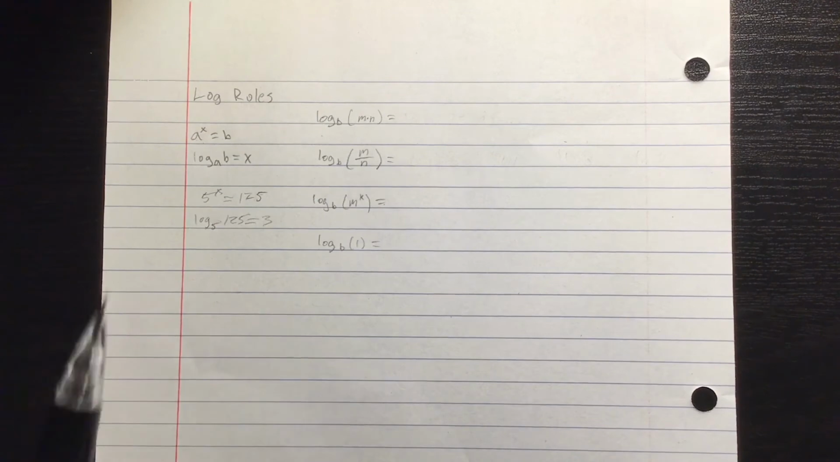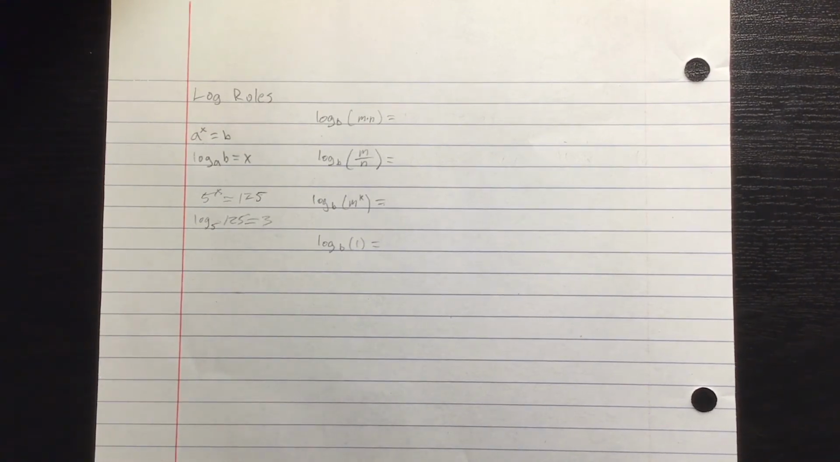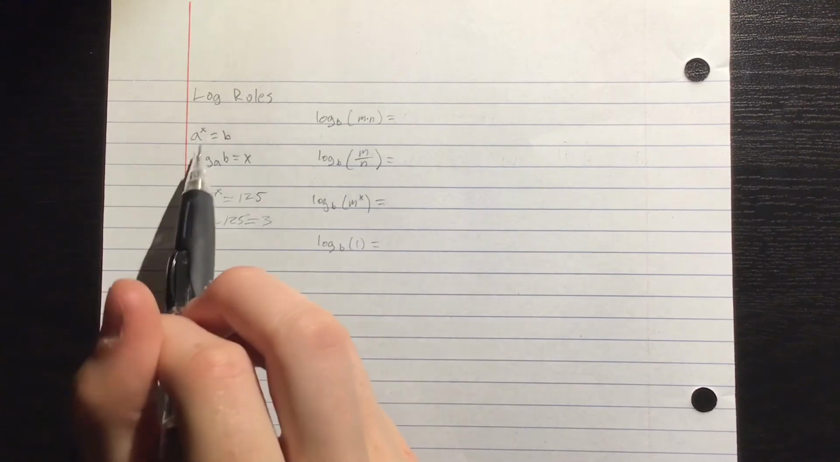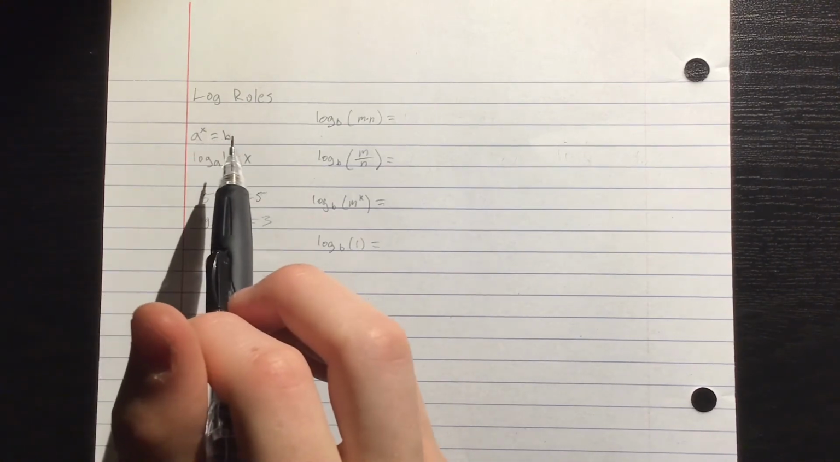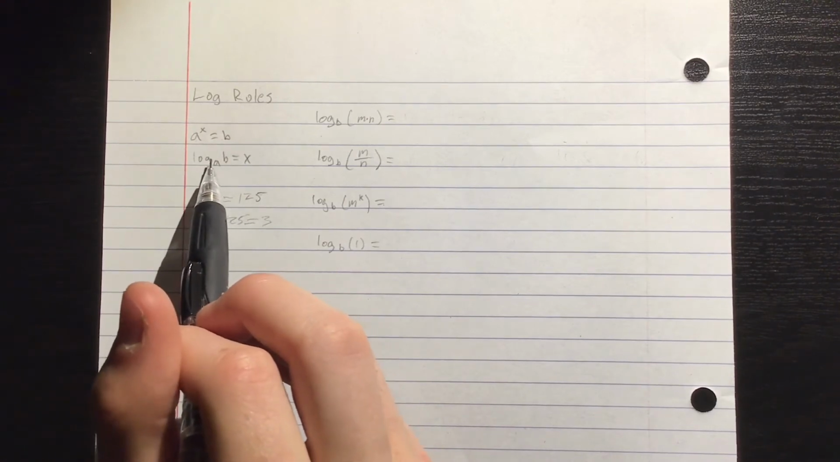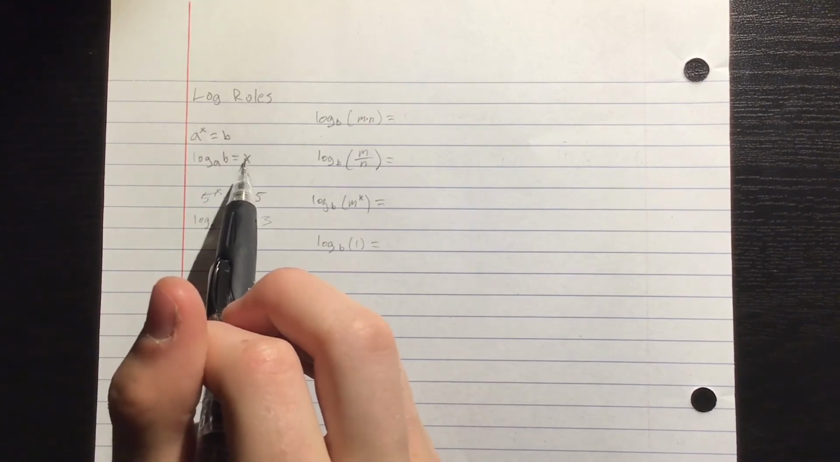So the last bit that we have are log rules. Log rules are kind of an inverse or opposite of exponent rules. So if you look, a to the x equals b, writing that as a log instead of an exponential kind of expression, we would have log base a of b equals x.